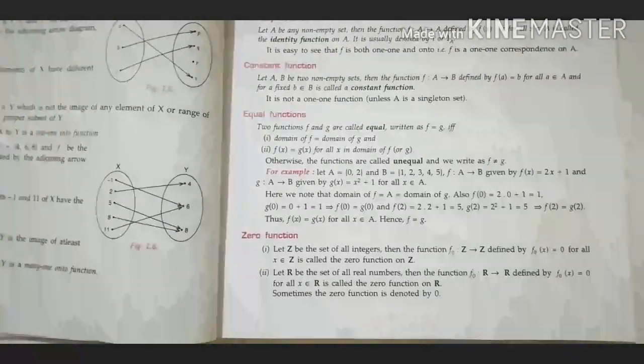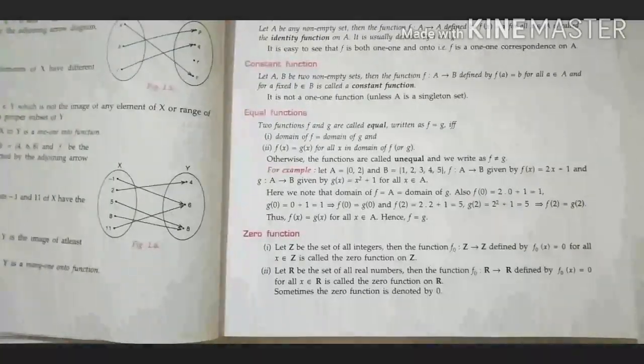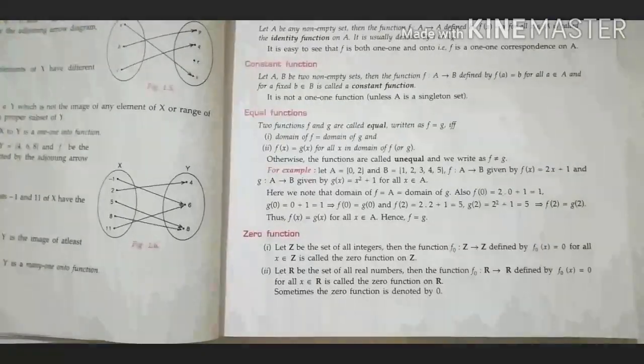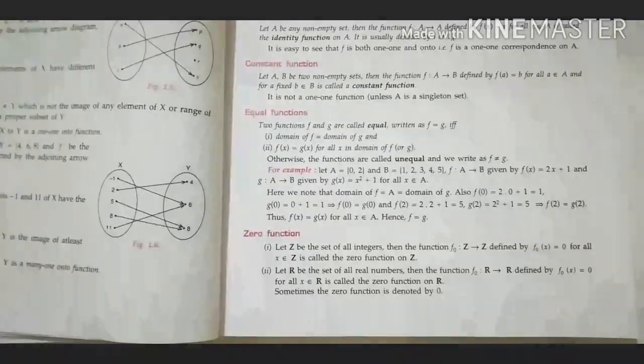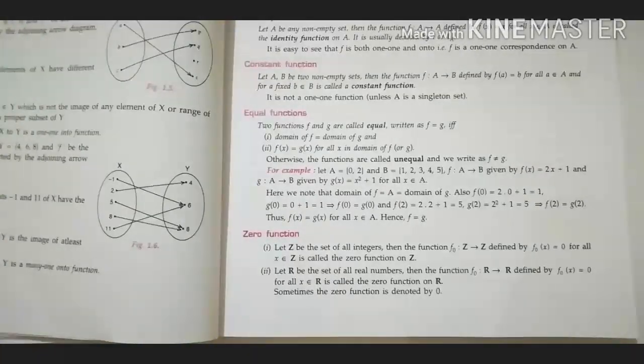And the next one is the zero function. By name itself we can say the condition: for any element in the first set, if you get its image as 0, then we can consider it as a zero function. That means if you input 1, its output should be 0. If you input 2, the output should be 0. In general, if you input any x, its output should be 0.